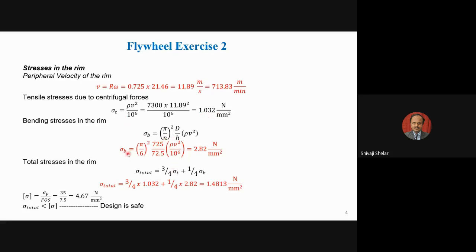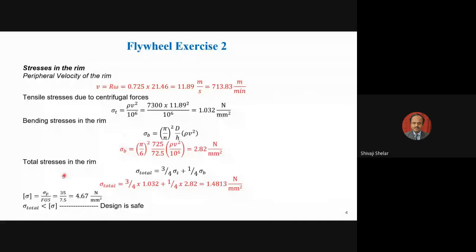While doing this calculation, I am putting this value here, 1.032, into this ratio, which is 10. So 10 into this value into pi by 6 square. So we get the bending stress value here as 2.82 Newton per millimeter square. So the bending stress induced there is 2.82 Newton per millimeter square. The cross section of your rim is subjected to two types of stresses: one is direct tensile stress because of centrifugal force, and another is bending stress. So you have to combine these two stresses to get the total stress.